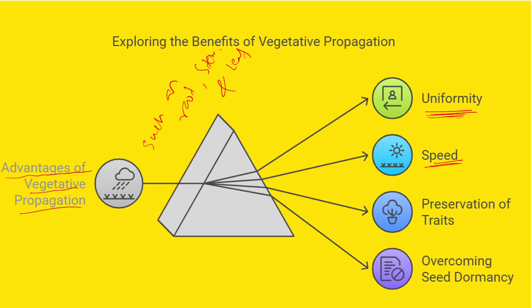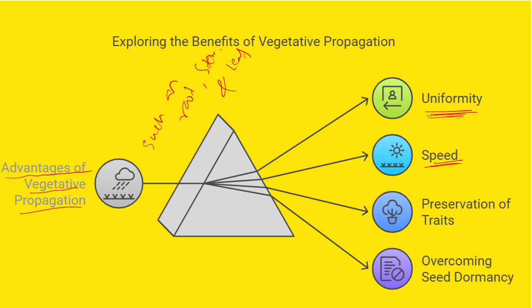Here, the new plant grows quickly, compared to sexual reproduction. In asexual reproduction, mainly vegetative propagation, a new plant grows quickly. In a short time, we gain a large amount of species.